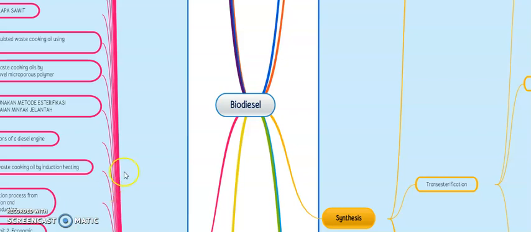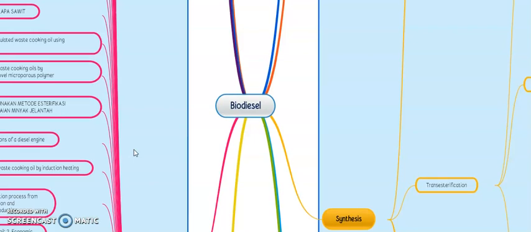I'm from Chemistry Education A 2018. And then I will explain about my mind map from the critical journal. So in here, I choose a topic about biodiesel. Why did I choose biodiesel?